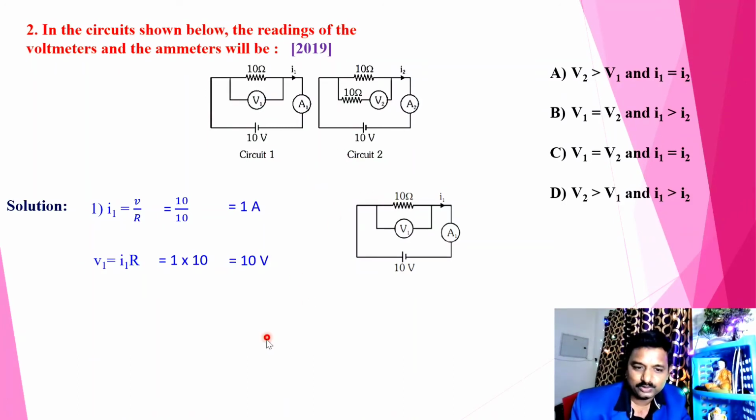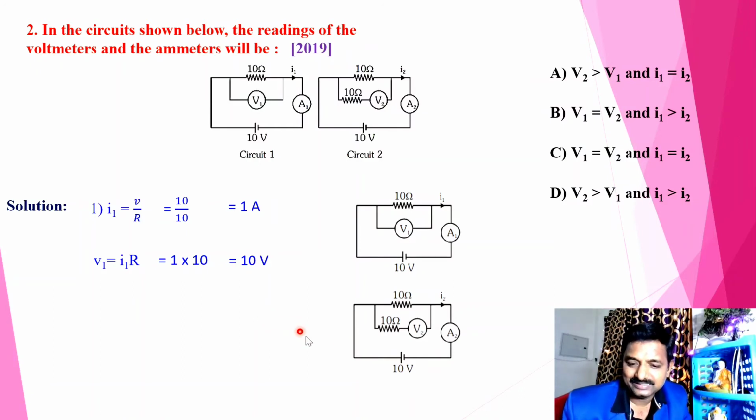And in the second circuit we have to calculate the voltmeter and ammeter readings. Now we will observe the second circuit. In the second circuit, we have two 10 ohm resistors. One 10 ohm is connected in series to the voltmeter. But here the voltmeter has high resistance, so it won't take any current. So through this 10 ohm connected in series to the voltmeter, there is also no current. So the current flows only through the one 10 ohm.